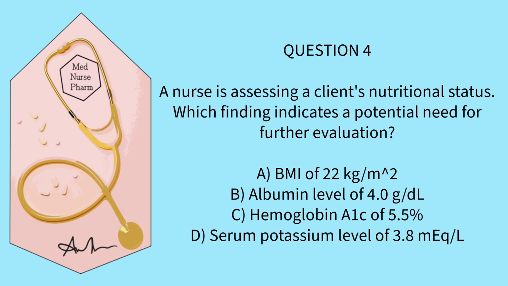Question 4. A nurse is assessing a client's nutritional status. Which finding indicates a potential need for further evaluation? BMI of 22, albumin level of 4, hemoglobin A1C of 5.5%, serum potassium level of 3.8. Pause the video and select your answer.